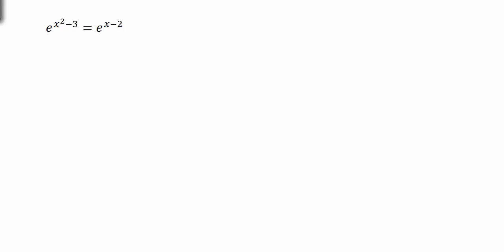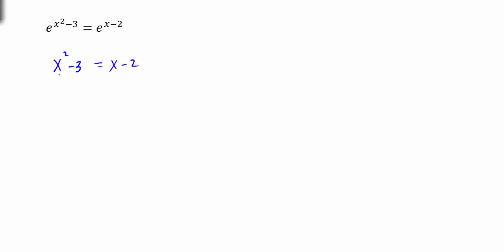All right, this next example is going to be a little bit different. We have e to the x squared minus 3 equals e to the x minus 2. And here, notice we already have the bases are the same. So I'm going to use the one-to-one property because the bases are the same. We have e on the left and e on the right. Then we can simply take the exponents, x squared minus 3, and set it equal to the other exponent, x minus 2. So now all we have to do is solve the equation for x.